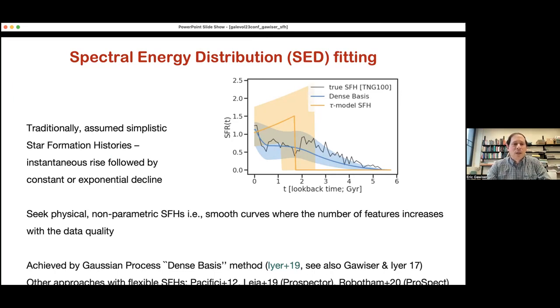So we want a physical non-parametric star formation history that is a smooth curve where the number of features increases with the quality of the data to get a decent fit to the star formation history. Even though we don't observe this, we observe the spectral energy distribution. That's been achieved with the dense basis method through the use of Gaussian processes. And there are other flexible approaches out there that use flexible star formation histories, including the ones I've listed here.